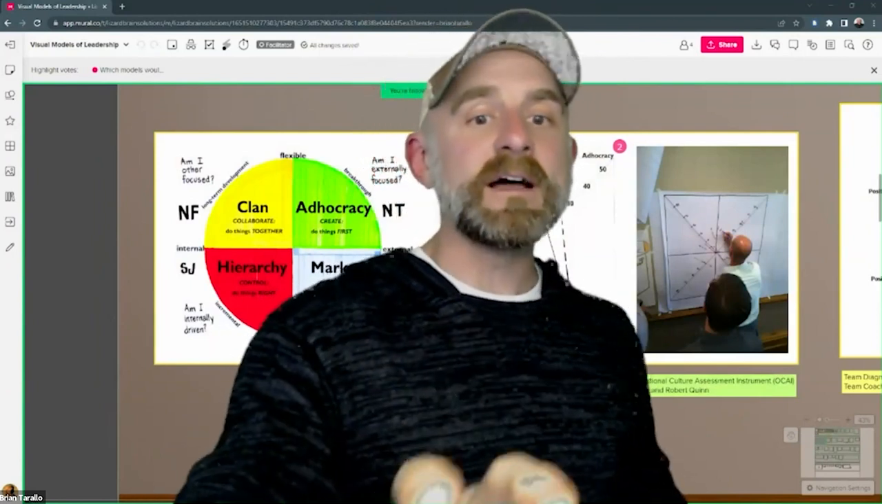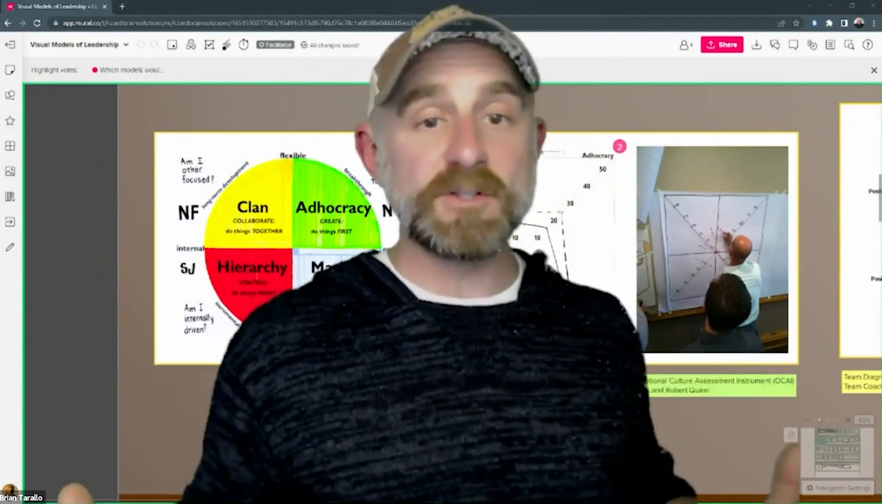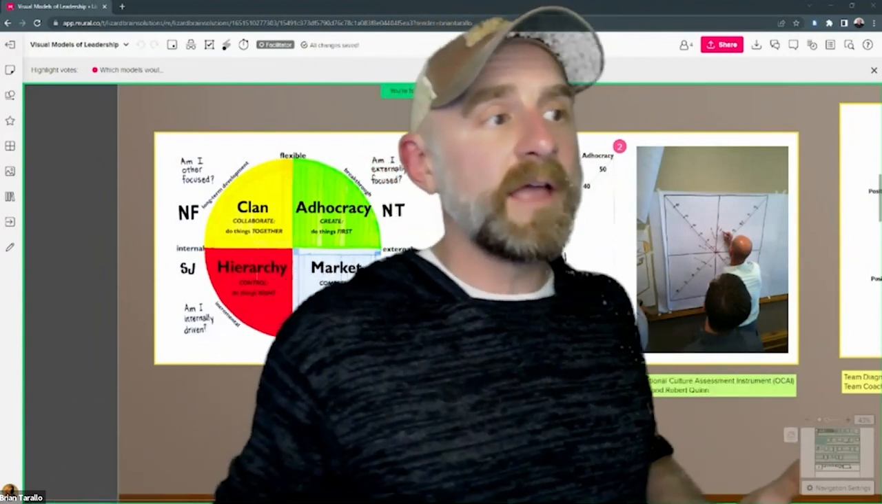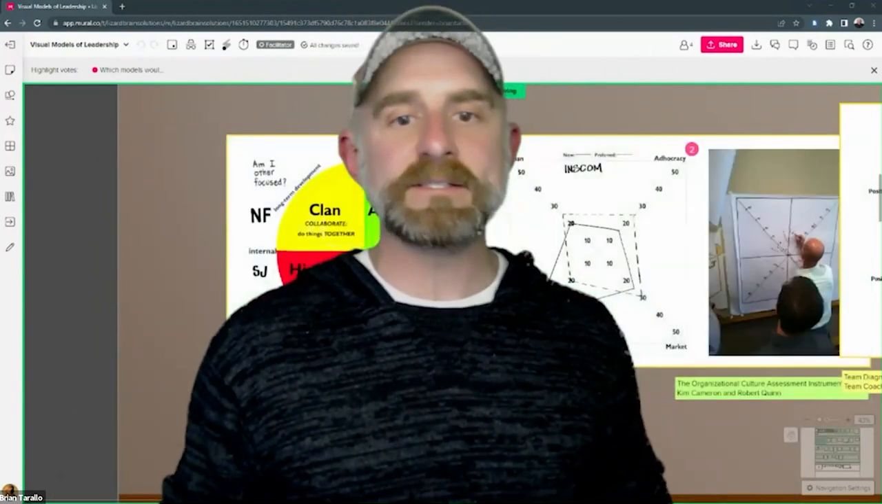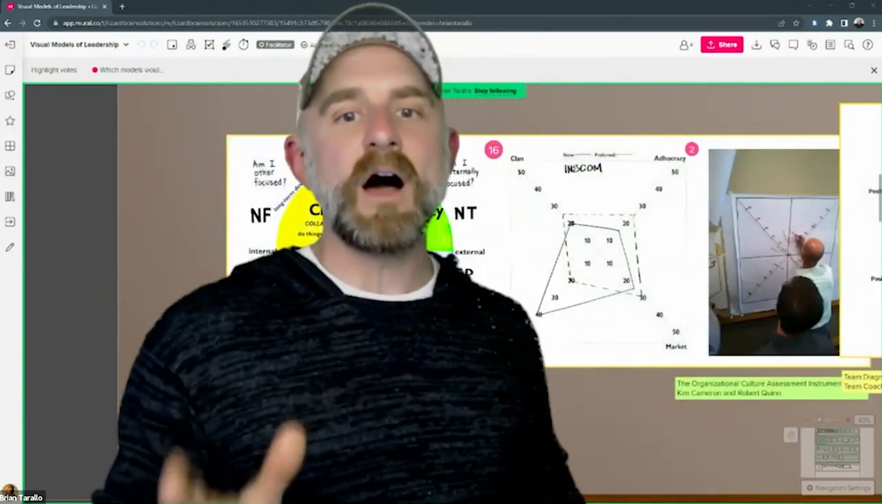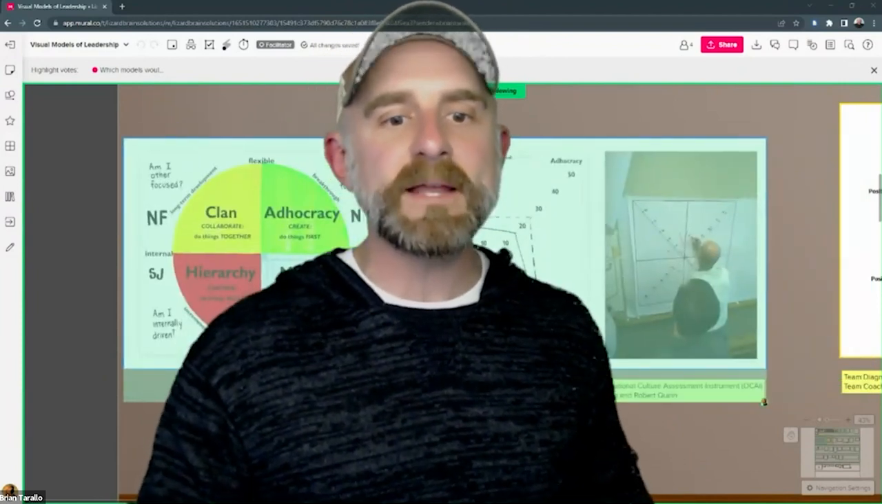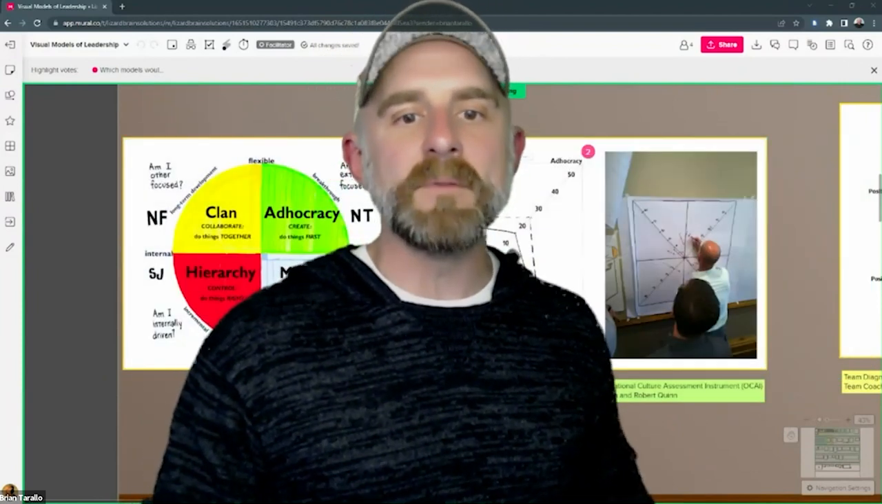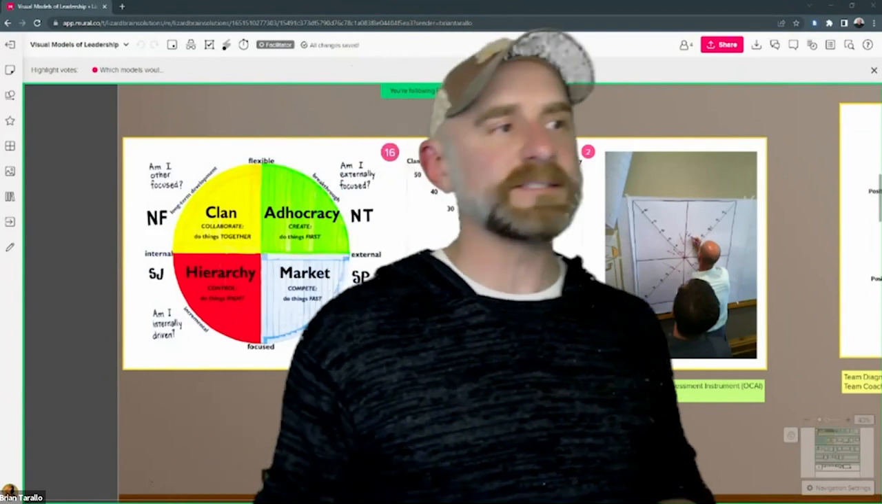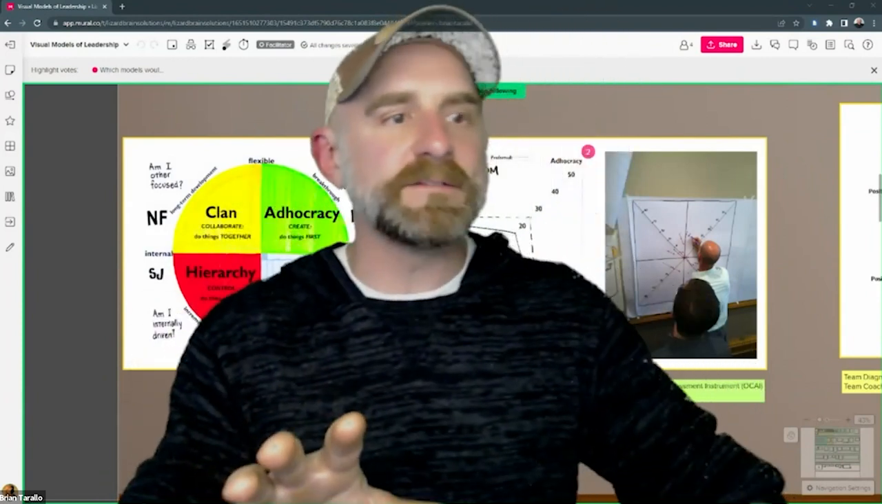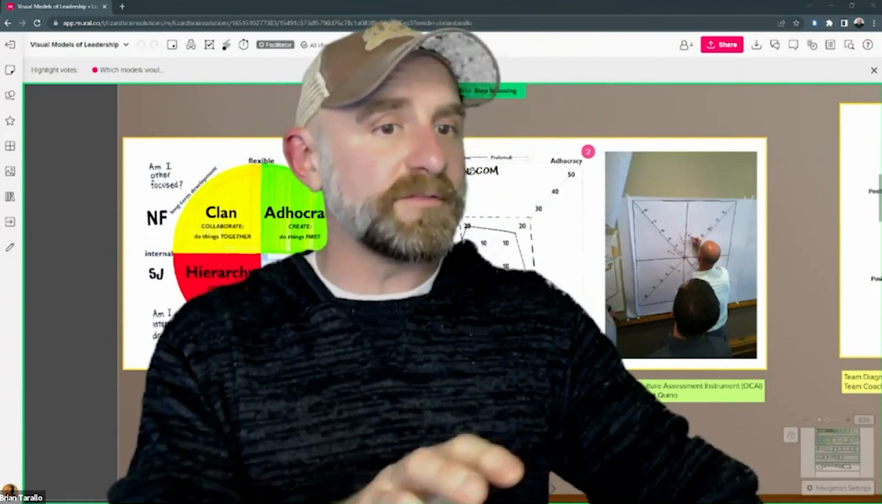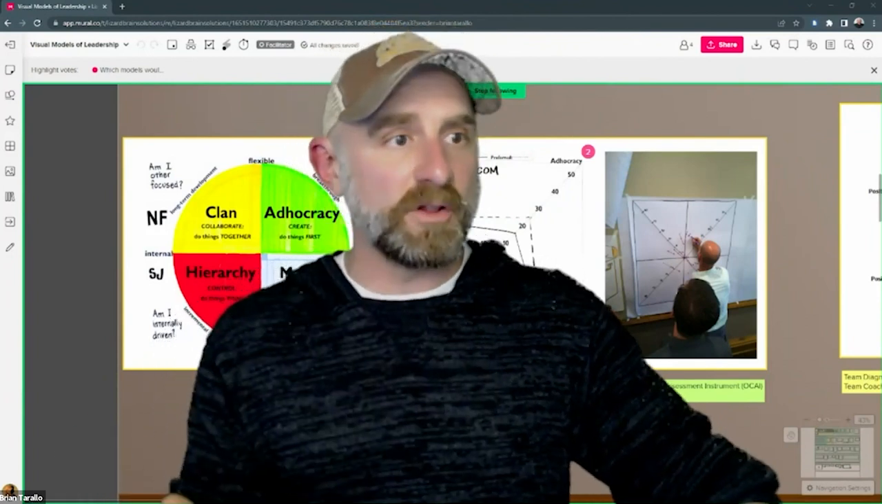The solid line is them as a hierarchy. So they say we're really hierarchical. And the dotted line represents where they want to be, which is a little bit more evenly balanced. So easing up on the hierarchy, letting go of that just a little bit, and adopting a more balanced view of things. The four quadrants that you fall into: first of all, there's hierarchy, which is in the lower left-hand corner. This is all about control.